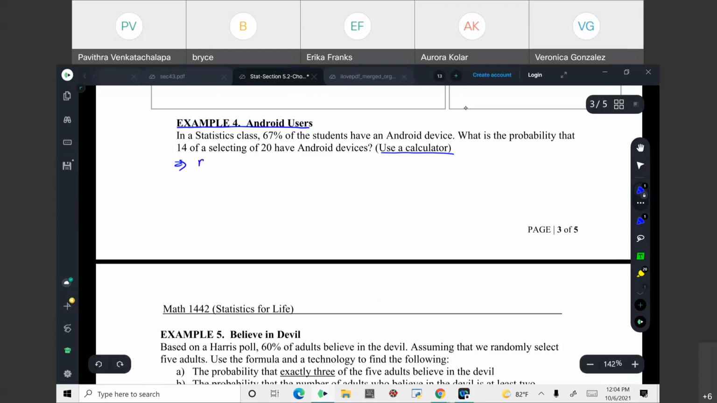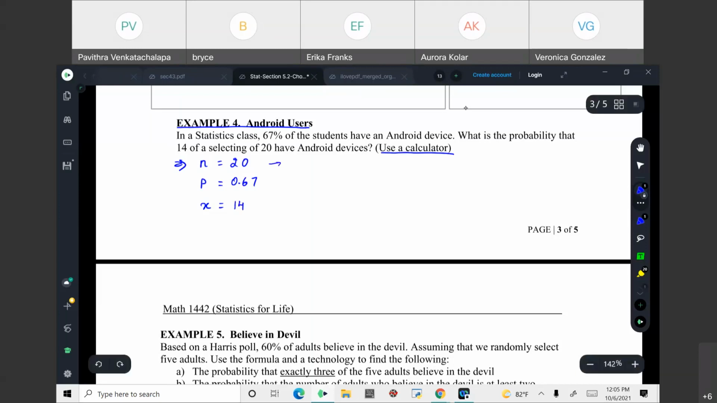So what do we need? We need n, comma p, and x, right? N, p, and x. So what is n? 20. What is p? 0.67, the probability of success. What is x? 14.